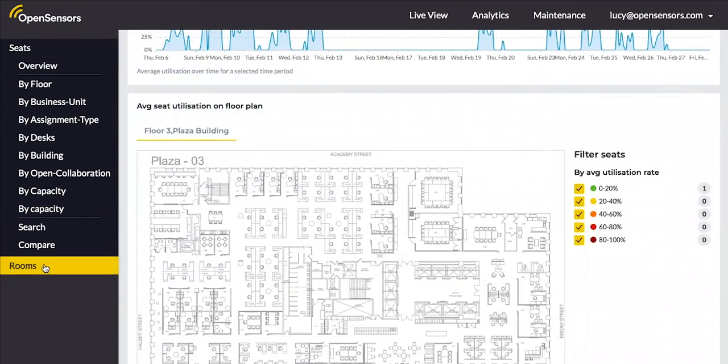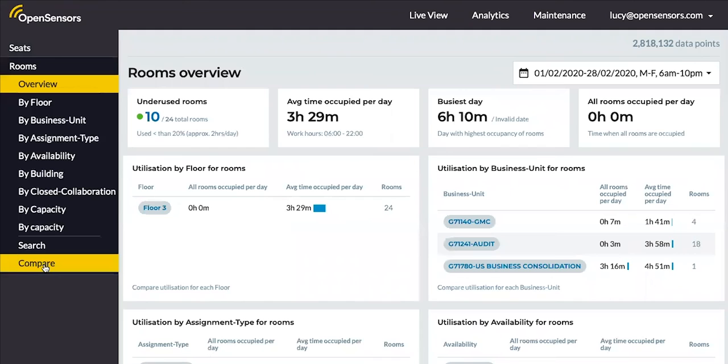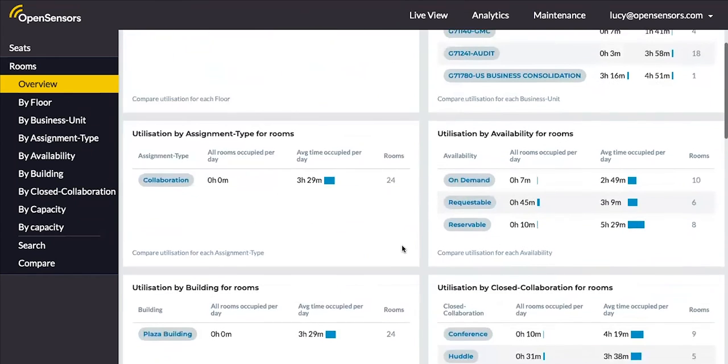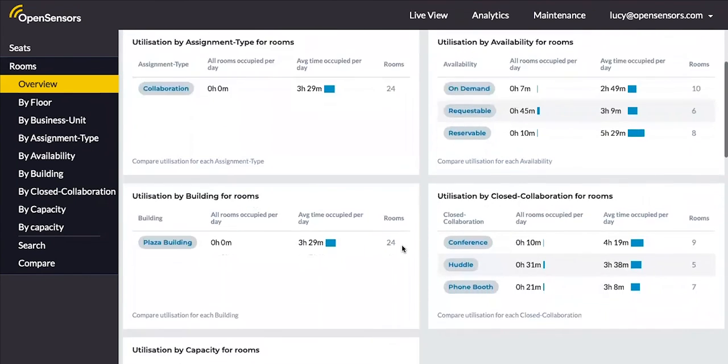The same applies to rooms, follows the same principle as seats, tells you the underutilised, average time, busiest day, and all rooms occupied per day, that length of time. And again, the time frame that you've picked. Again, the meeting rooms would typically be the names that you would call them, but it's customisable as to how you would like this set up within your own organisation.